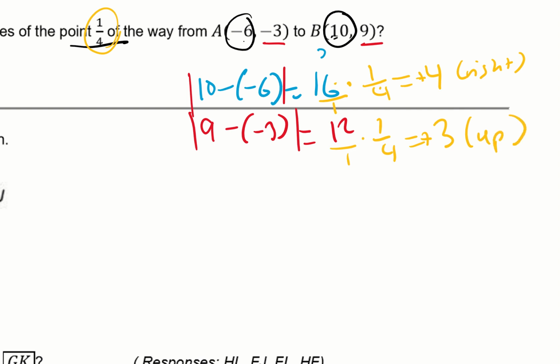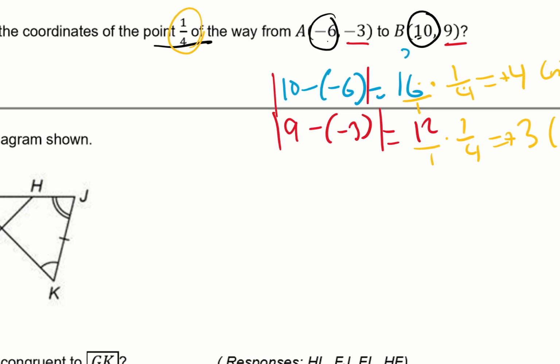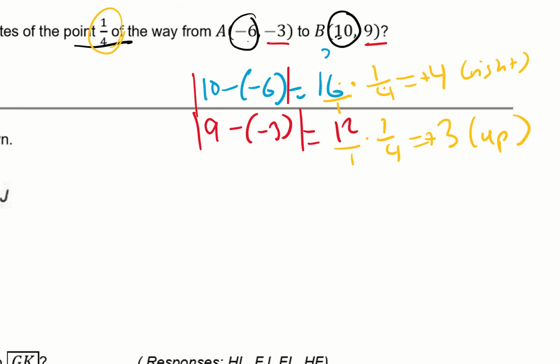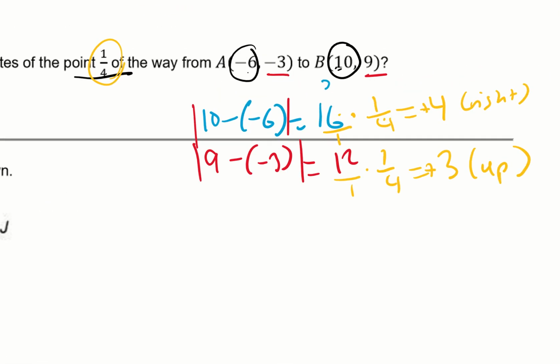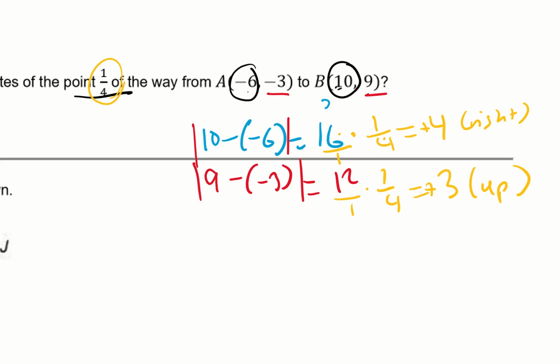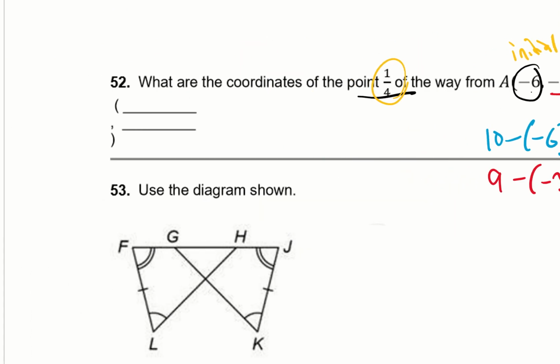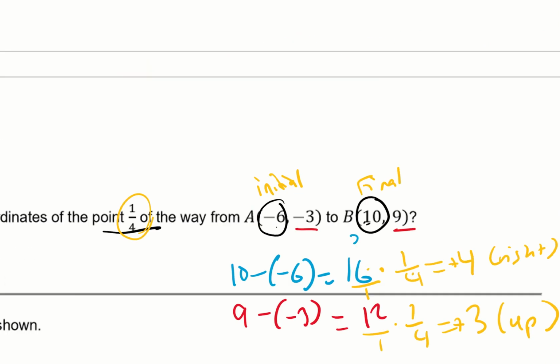So how much are we going to move? And whenever I do these distances, notice that I do final minus initial. I always take the final coordinate. Actually, I don't need to do the absolute value because I'm doing the final and the initial. So every time I do these, I make sure that I do the final and initial coordinates.